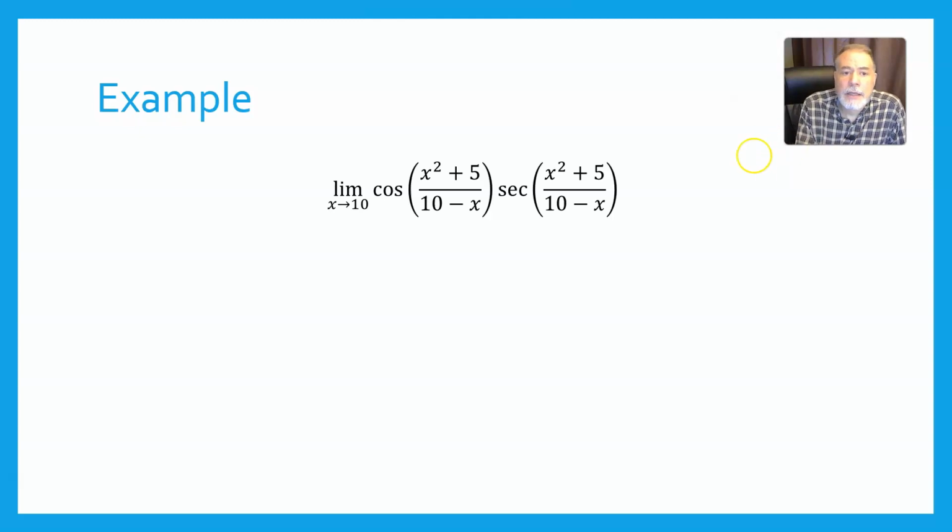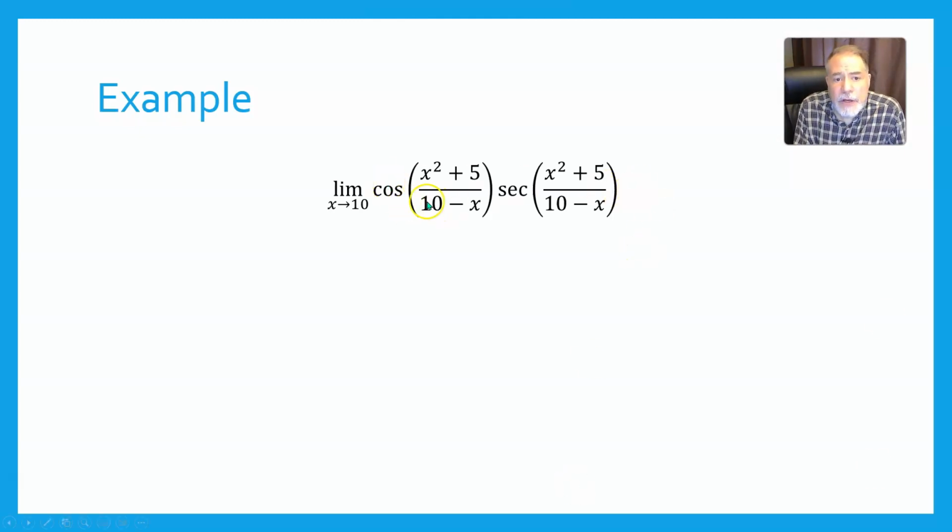And as long as x is only close to 10, then x squared plus 5 over 10 minus x, well, whatever it is, it's something. And the cosine of that something times the secant of that very same something is always just going to be equal to 1. Because if you remember from trigonometry, the cosine function and the secant function are reciprocals of one another. So if we multiply them together, we're always going to get 1.